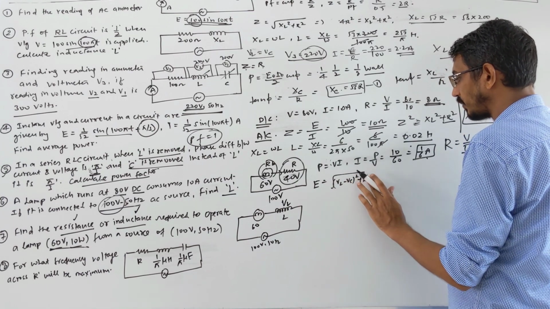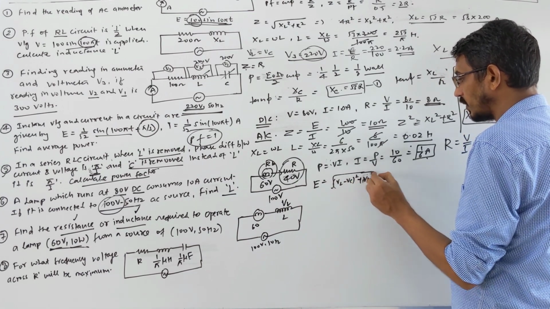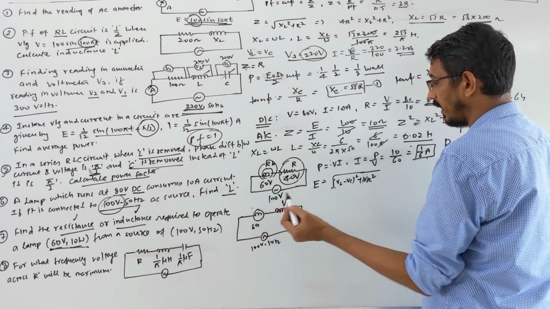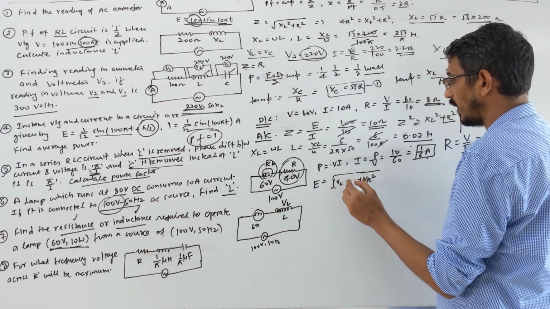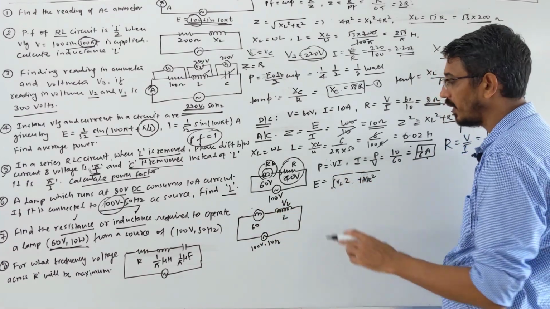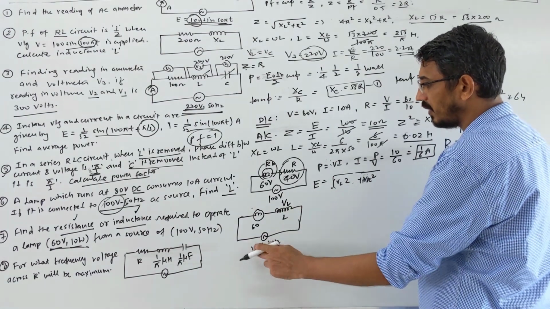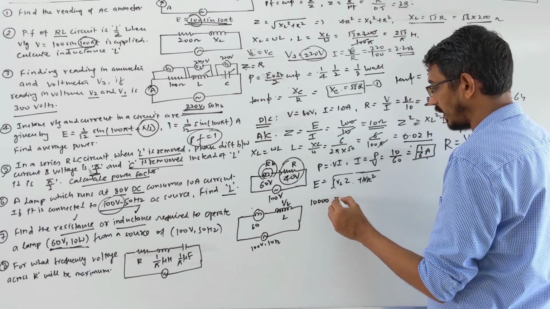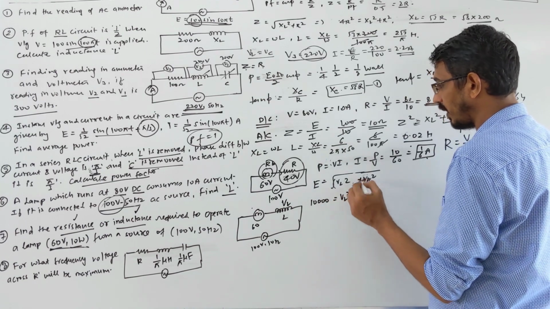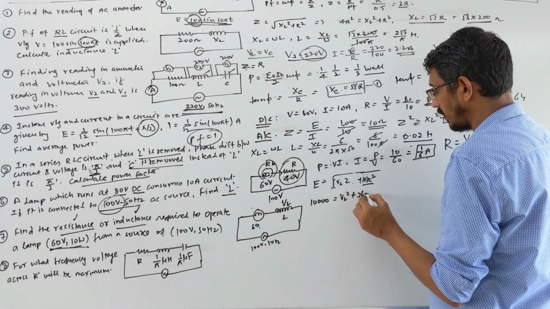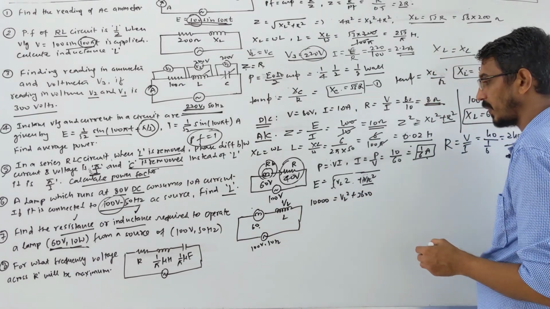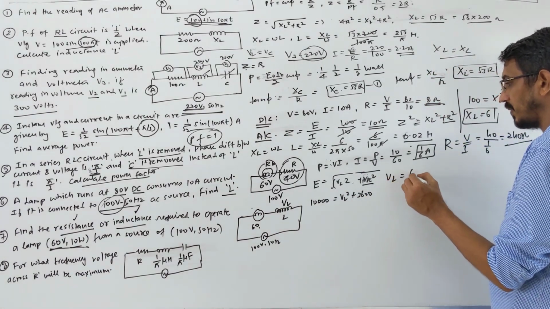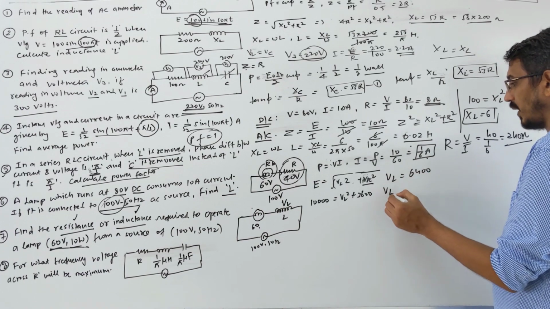VR square. So we have two only, R and L, so forget C first. VL square plus VR square you can write. E, how much is E given? 100. 100 square means 10000, right, is equal to VL square plus VR square. What is VR here? 60, so 3600. So how much does VL become? VL square becomes 6400, so VL becomes what?